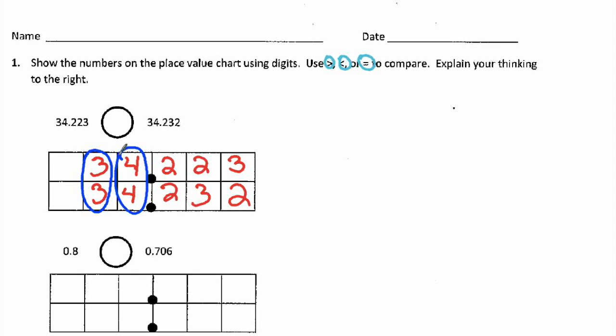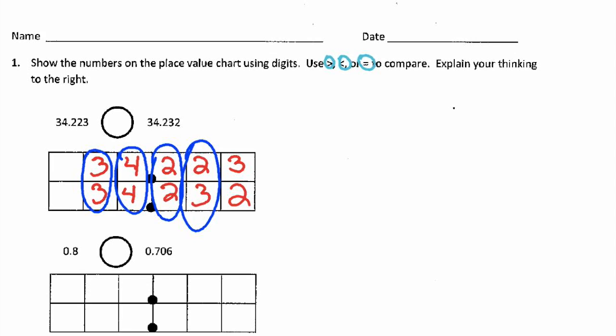Go to the left or go to the right? Go to the right. Same or different? Same. Go to the next place. Same or different? Different. Which number is larger, 2 or 3? 3.